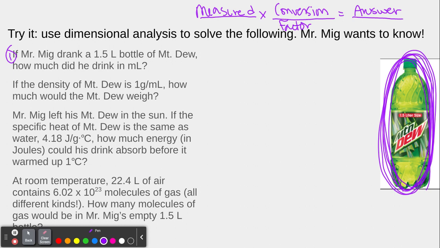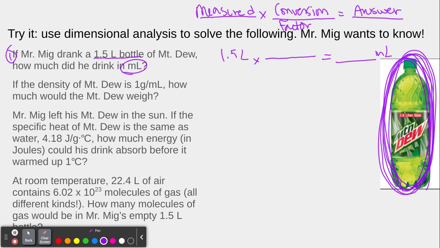As I read this, I see that it's a 1.5 liter bottle and we're looking for how much he drank in milliliters. So my measured number is going to be that thing that's true about this bottle, whereas if I grab a different bottle off the shelf at Winco, that amount might change. That's how I know it's my measured number. So 1.5 liters, and then I want my answer in milliliters. So I'm going to set it up like this.